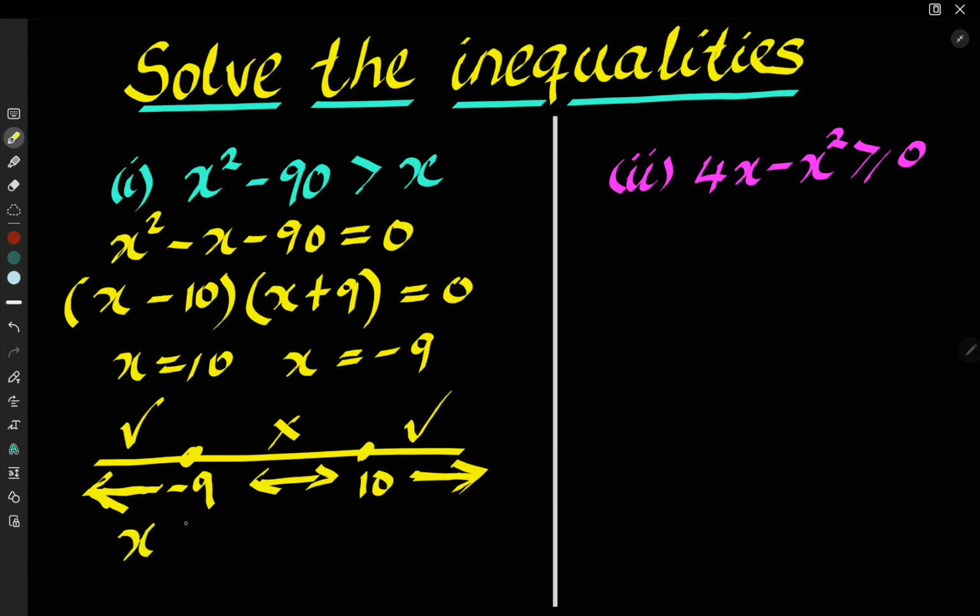So x is less than, so not equal to, but less than, because the original sign didn't have that, less than 9, or x is also greater than 10. So that is how you solve that.